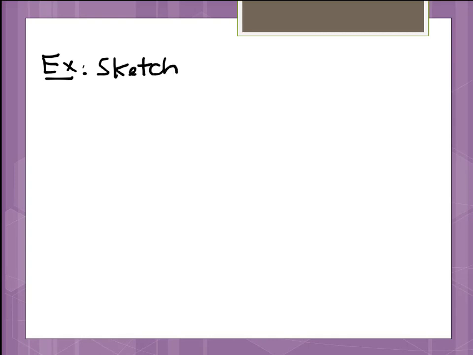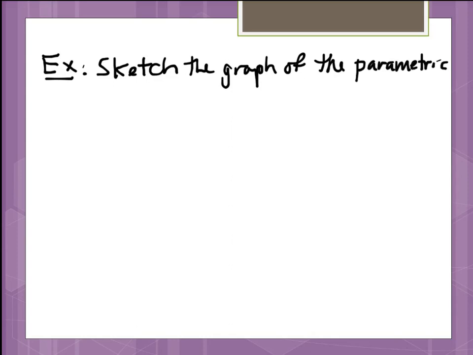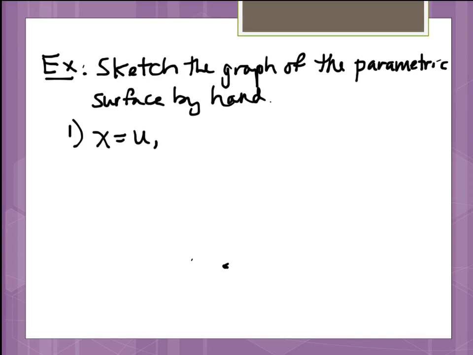So we're going to sketch the graph of the parametric surface by hand. As we do this, well, let me write this down and then I'll talk. So x equals u, y equals v, and we're going to have z equal to u squared plus 2v squared. So here's our parametric equation.